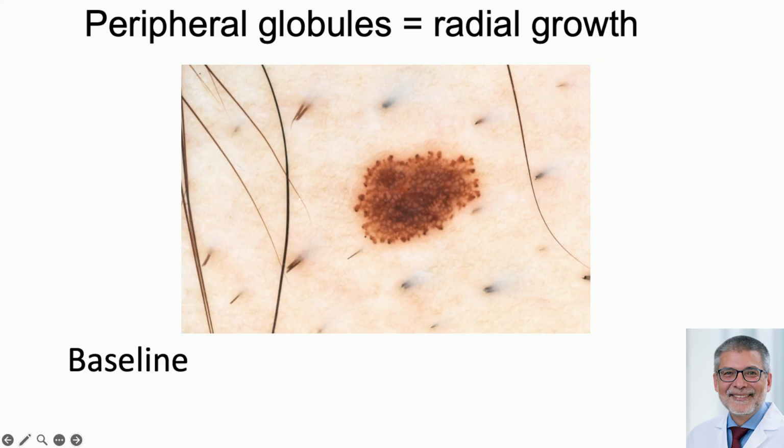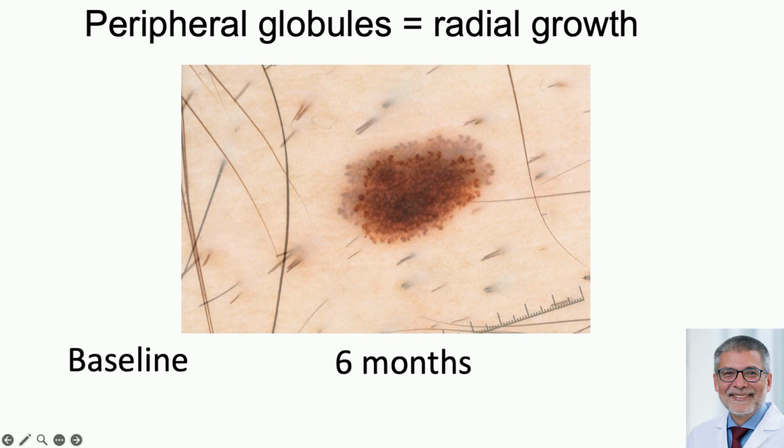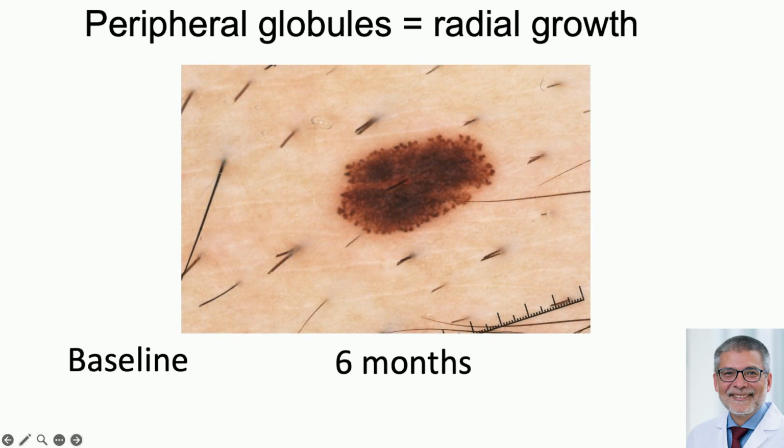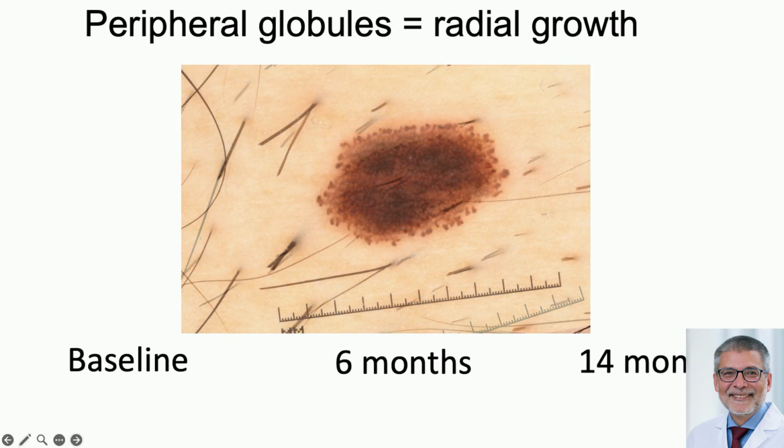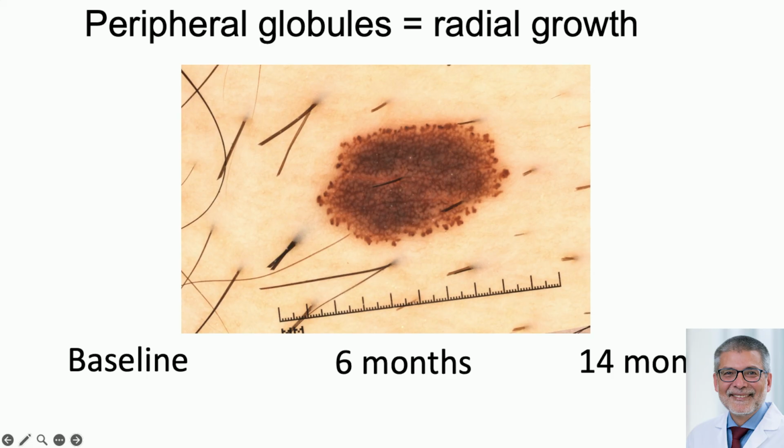But we know that this group of lesions begins their life, at least 50% of the time, with this pattern. And if you were to follow this lesion over the course of time, this is what would happen. At 6 months, it would become symmetrically larger. The peripheral globules would become a little bit smaller. At 14 months, they become smaller yet, a little bit sparser in their distribution.